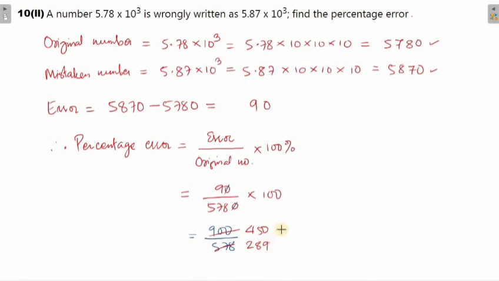So when you divide 450 by 289, you get your answer. I'm just writing the approximate value, it's not the exact value. When you change this into decimal, it turns out to be 1.56%. Or if you don't know how to convert this into decimal, what you can do in that case is write this in the form of a mixed fraction. So your answer for this particular question turns out to be 1.56%. Pause the video and note down your solution.